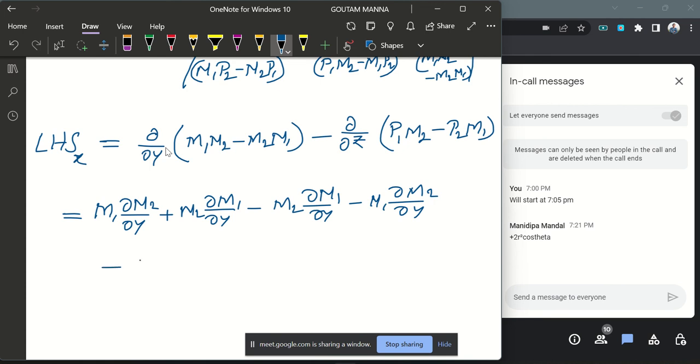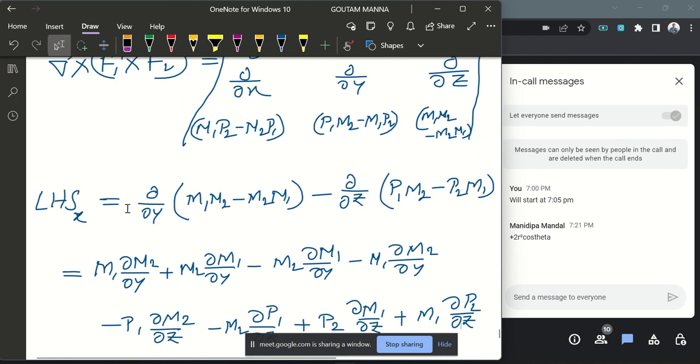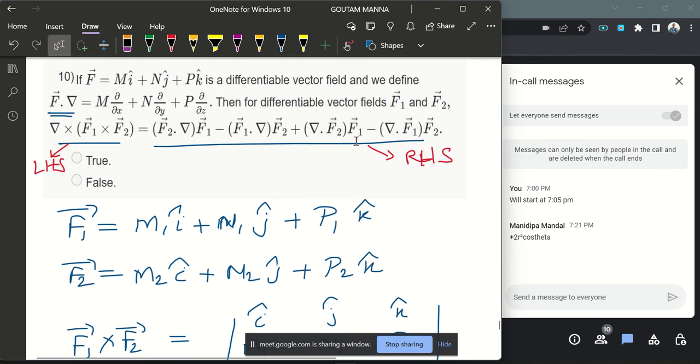So if you do this derivative, it will be p1 times del m2 del z plus m2 times del p1 del z minus p2 times del m1 del z minus m1 times del p2 del z. So this is the x component of LHS, and now let's find out the x component of RHS.